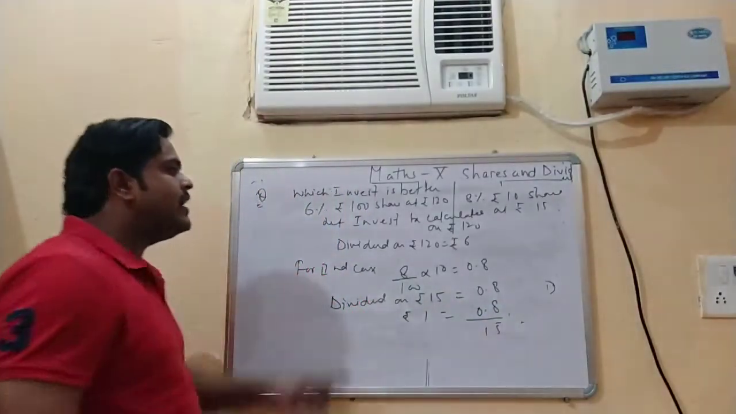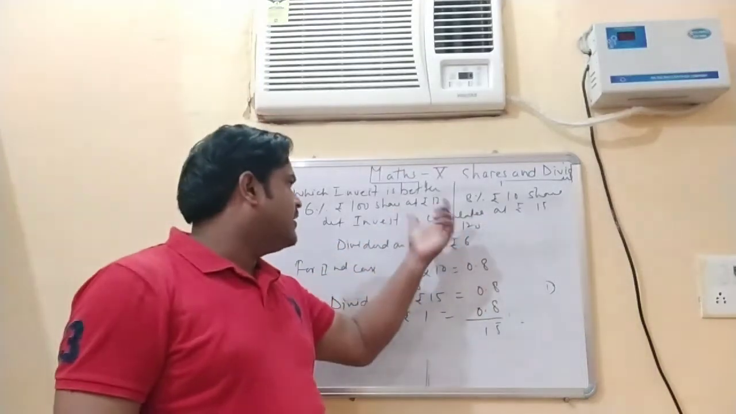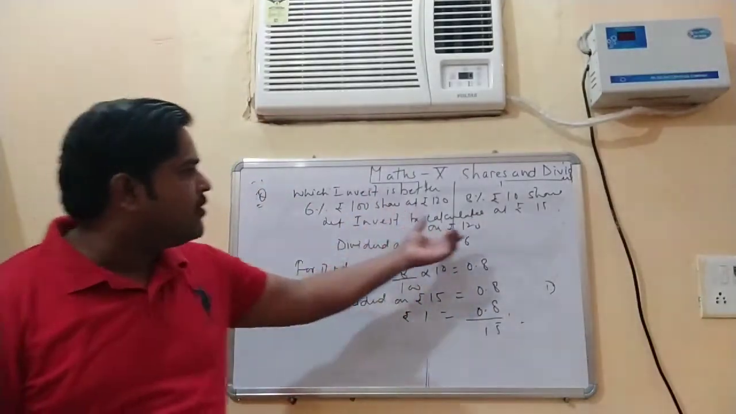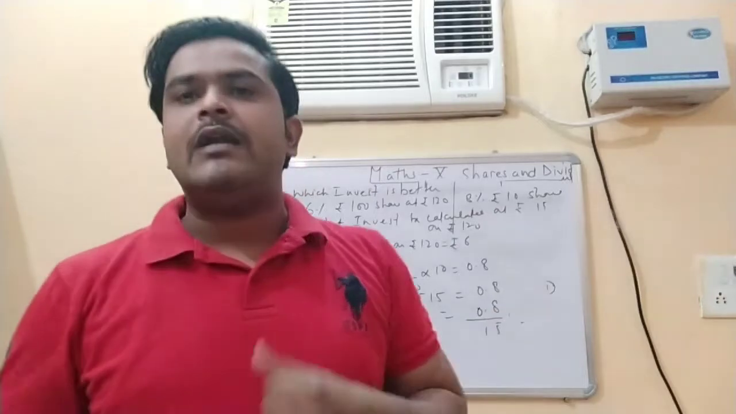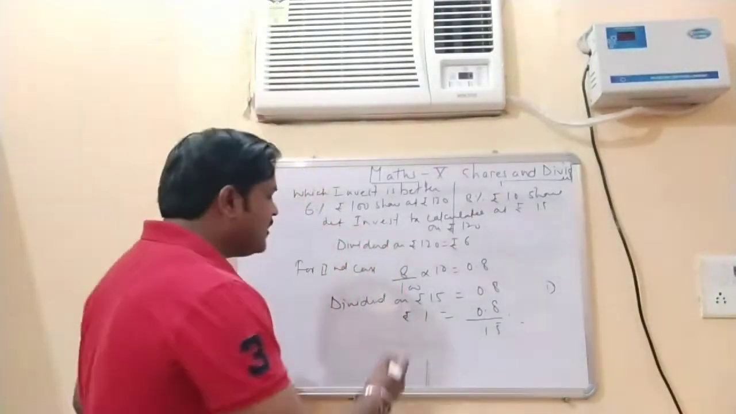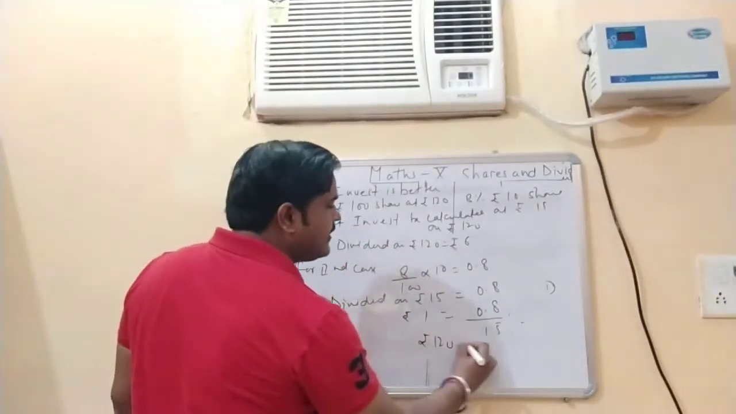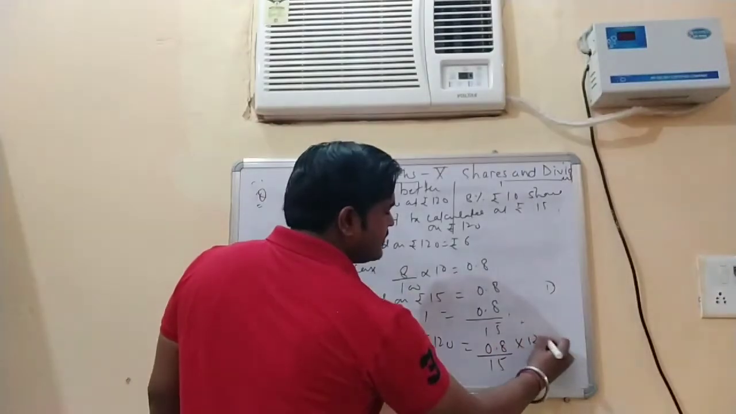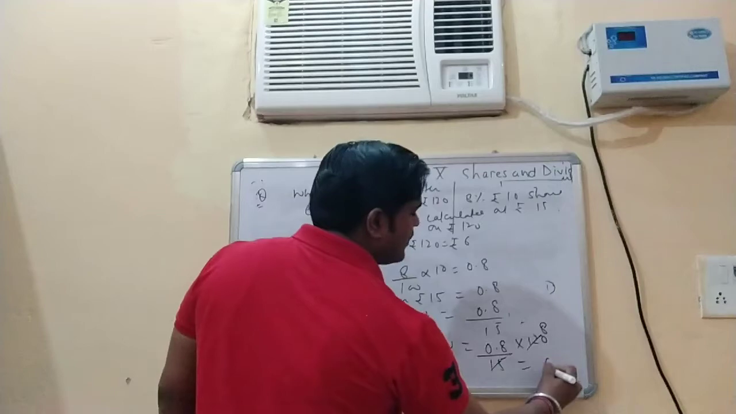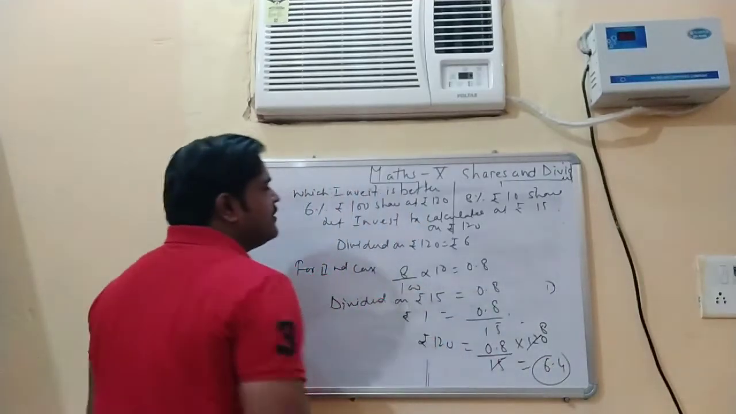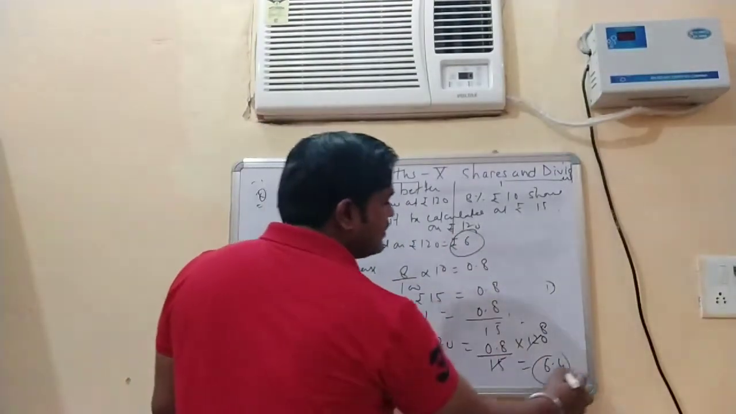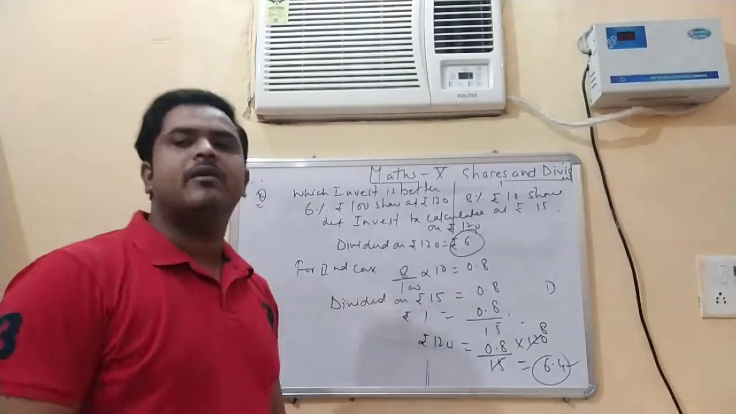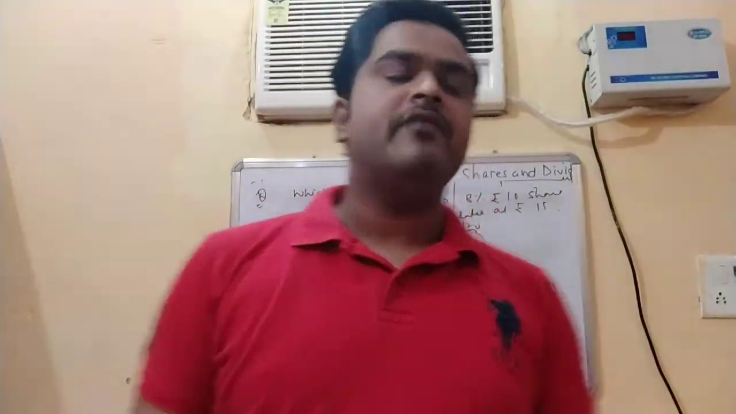So if we are comparing the investment on rupees 120, so for 120 we will calculate. So this will be equal to 0.8 by 15 into 120. This will be 6.4. Earlier the value was 6 and now the value is 6.4. So student, you can easily check which investment is better.